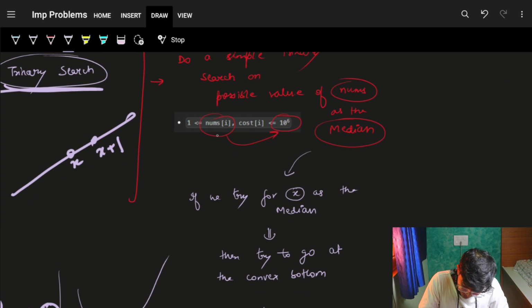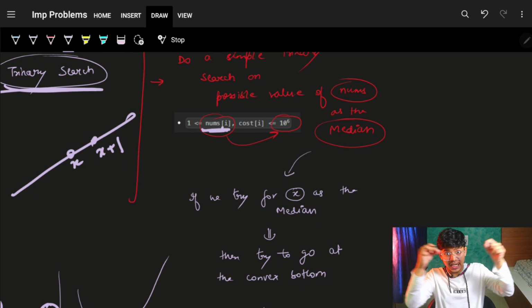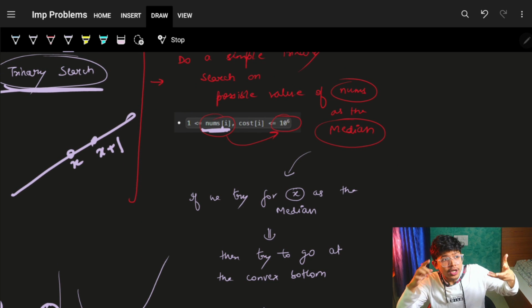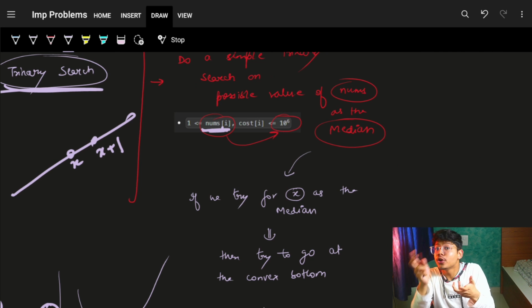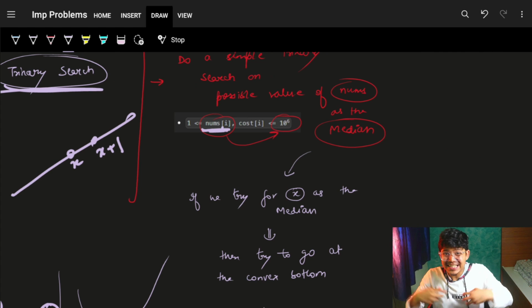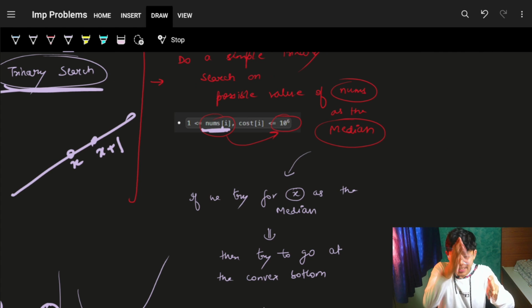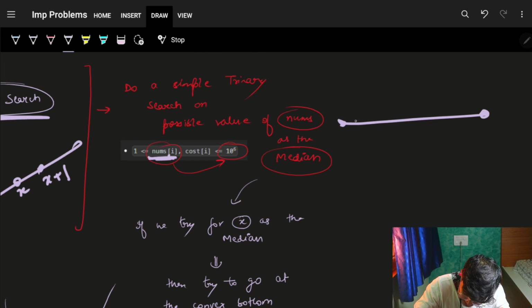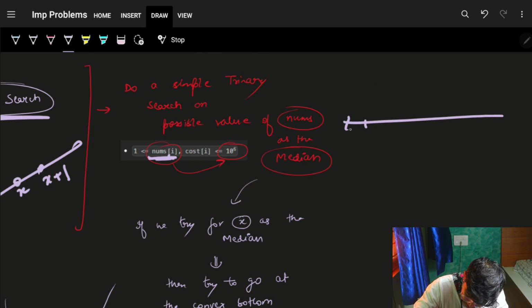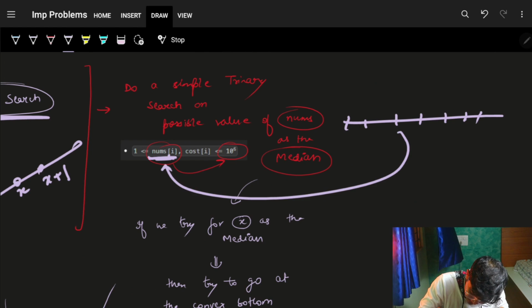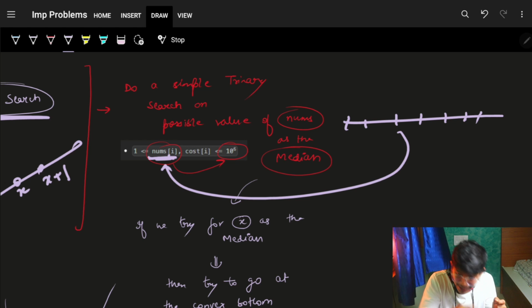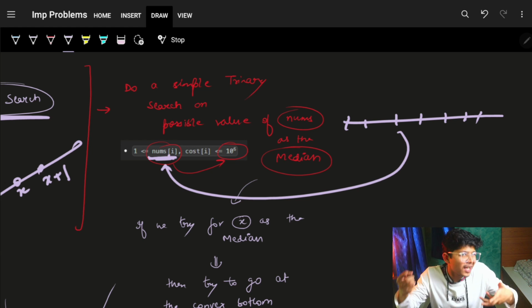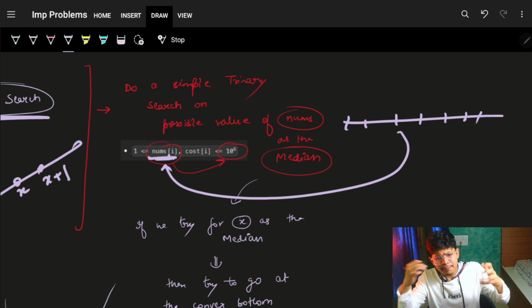You have your range of nums, as I showed you. You have to do a binary search on your median itself, because the median is in your hand. You have to find a point, because your number line was these points itself. These points are nothing but nums. So you have to apply a binary search on that, kind of a trinary search. But simply saying, binary search on that.